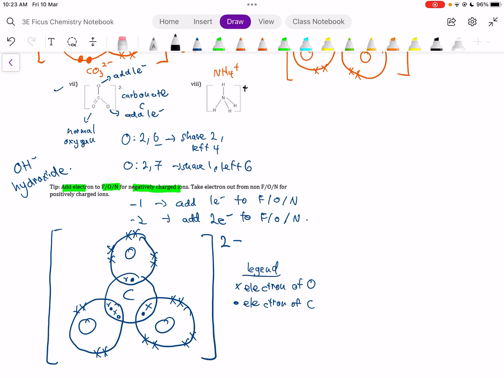Okay, so if it's positive, what you need to do is take an electron out from either H or N. So this one I will choose to take out from the top hydrogen. Take 1 electron, which makes it have no electron. Hydrogen only has 1. Okay, so this nitrogen, you see this nitrogen, this fella is empty. Wait, let me rearrange it a bit.